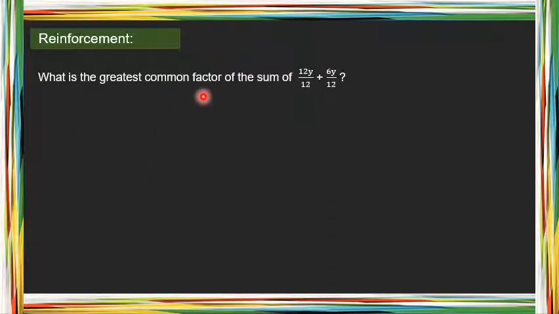Reinforcement. So we have this one. What is the greatest common factor of the sum of 12y over 12 plus 6y over 12? So the question is the greatest common factor, not the answer. That's this 12y over 12 plus 6y over 12. Let's get first the answer, 18y over 12, and then the 18 and 12 can be factored by what?